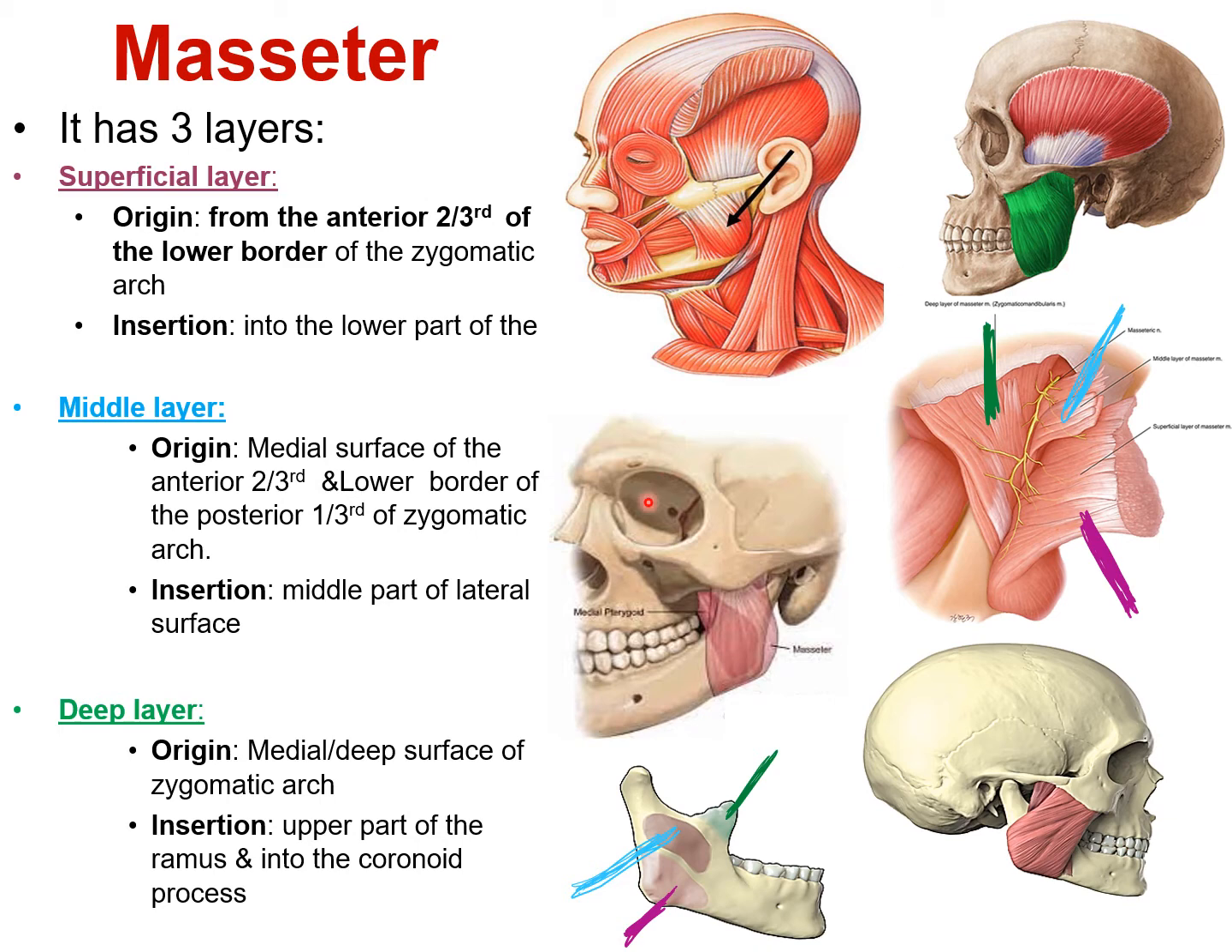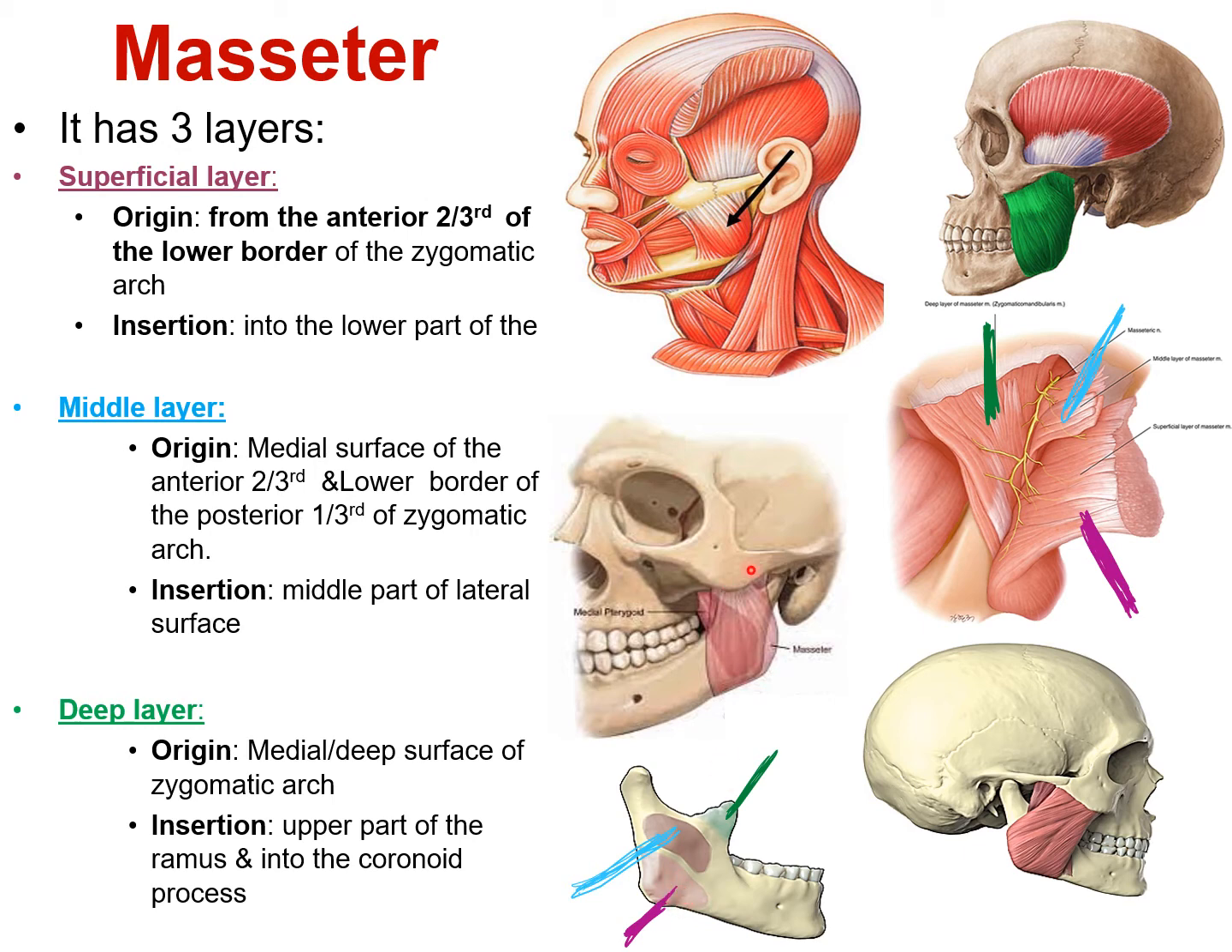The superficial layer is arising from the zygomatic process of maxilla and from the anterior two-thirds of lower border of the zygomatic arch. The fibers are getting inserted into the lower part of lateral surface of ramus of mandible. This is the point of insertion of the superficial layer of masseter muscle into the lower part of lateral surface of ramus.